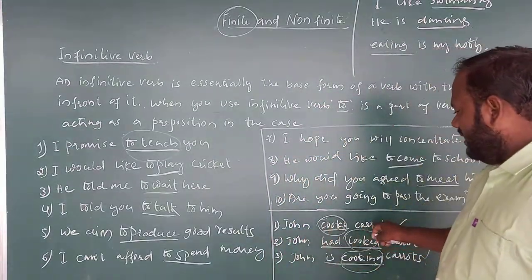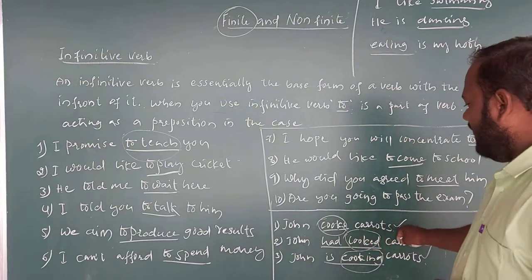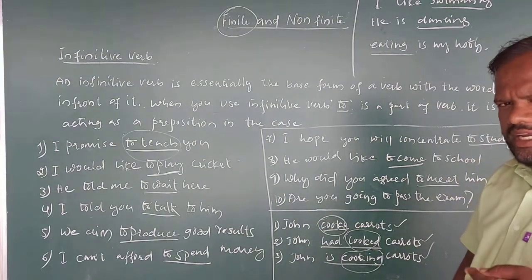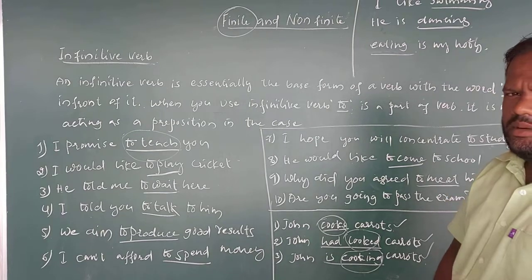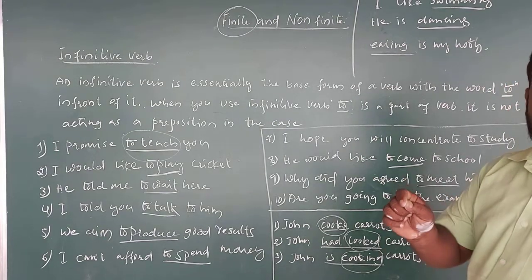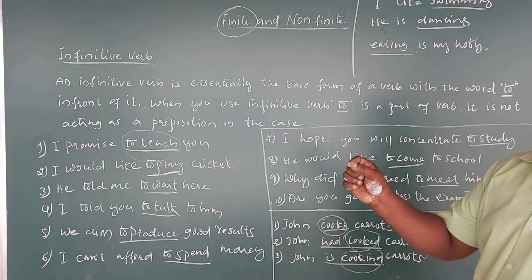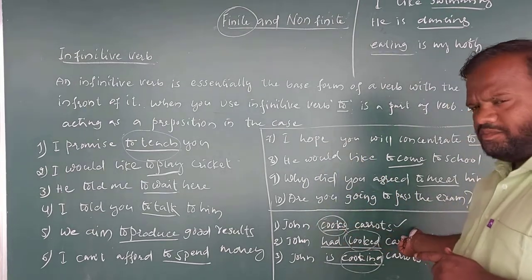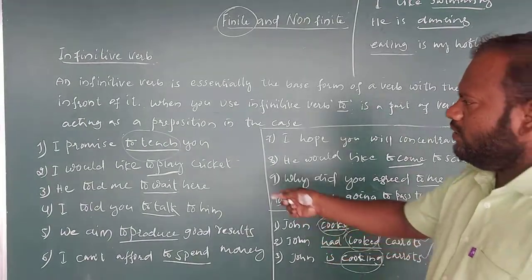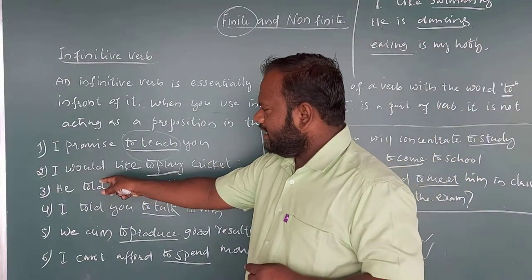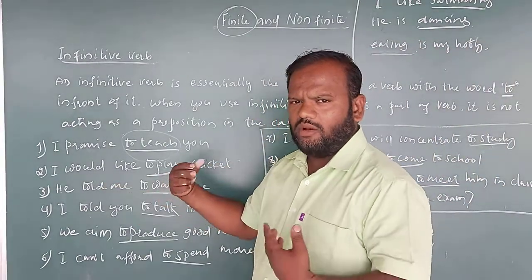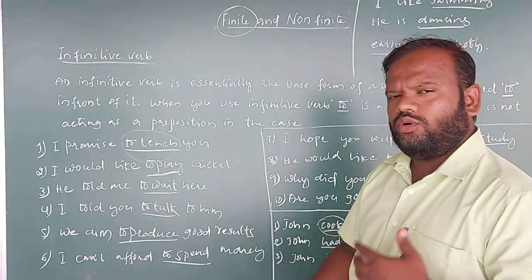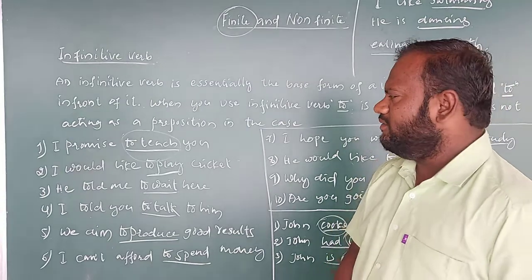One example you can notice here: John cooks carrots. John is third person singular. We have studied very clearly that when the third person singular comes, we have to use the S form of the verb. So here John cooks carrots. It is changed. But in the non-finite, even though it is in the third person singular, the verb will remain the same.